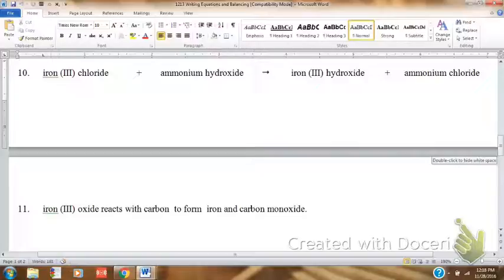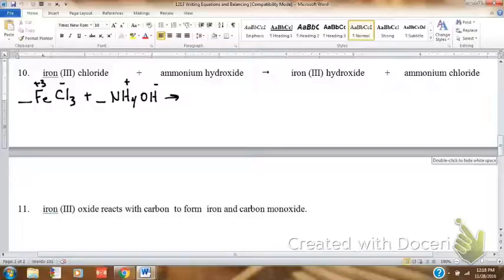Number 10, writing the formulas. I have iron 3 chloride. Iron's a +3. Chlorine is a halogen, and that's a -1. So I need 3 chlorines to cancel out those oxidation numbers. Ammonium is NH4. It has a positive charge. Hydroxide is OH-, just 1 of each. Now these are polyatomics, and I do not need parentheses because only 1 of each is needed to make those 0 on the oxidation numbers.